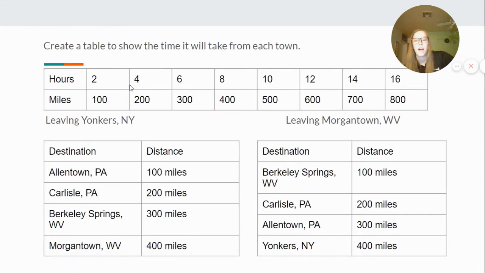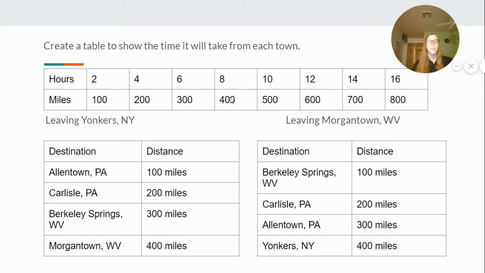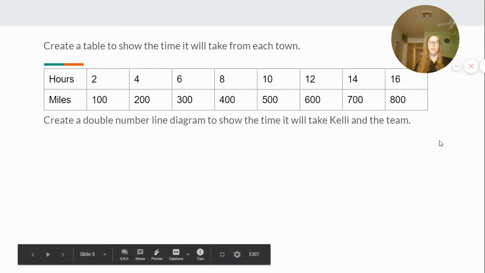So here we have our table. It'll take 2 hours to travel the 100 miles to Allentown, Pennsylvania, 4 hours to travel the 200 miles to Carlisle, 6 hours to Berkeley Springs, 8 hours to Morgantown. It takes 8 hours to get there one way. 10 hours back to Berkeley Springs, 12 to Carlisle, 14 to Allentown, and 16 back to Yonkers, New York.